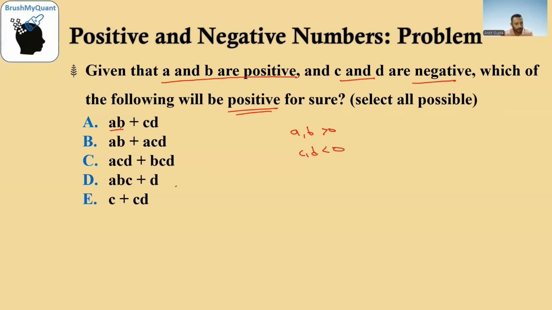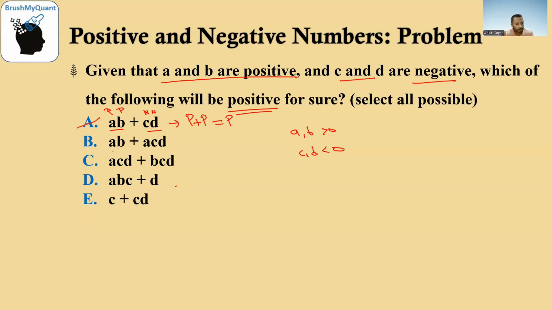So A into B. Now we know that A is positive and B is positive, and the product of two positive numbers is positive. That means AB is positive. We know C is negative and D is negative, and we know the product of two negative numbers is also positive. So this becomes positive plus positive and will be a positive number. So that means A is one of the possible solutions.